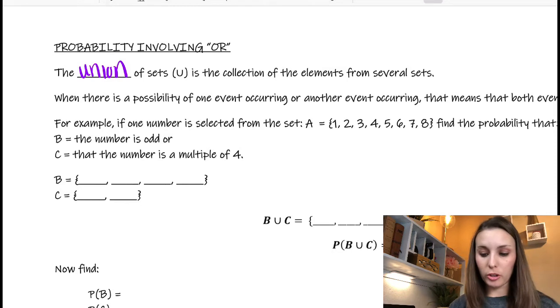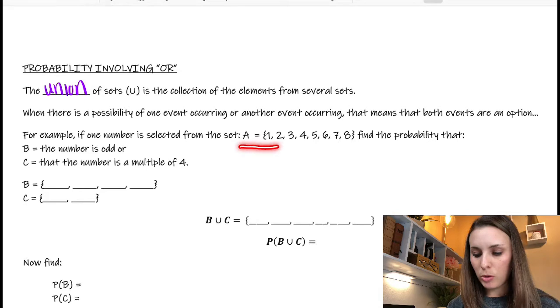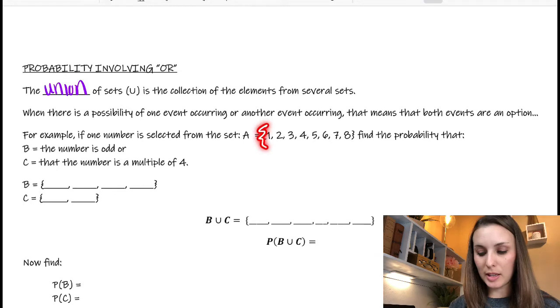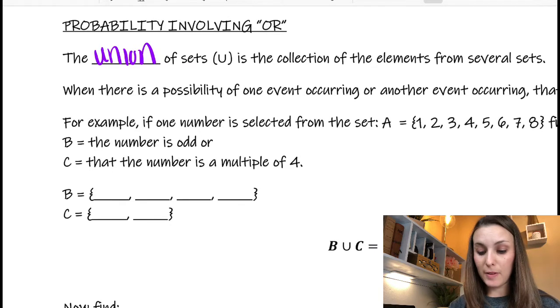Like, I want a sandwich or a salad. Both events could occur. For example, if one number is selected from the set A equals 1, 2, 3, 4, 5, 6, 7, 8, that is a set because the curly braces show that it's a set, and the capital letter is naming the set. Find the probability that B, the event that the number is odd, or the event C, that the number is a multiple of 4. So we have two different events here, and I'm saying find the probability of event B or event C.